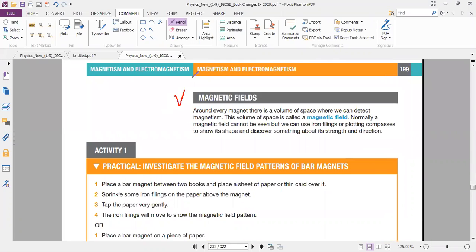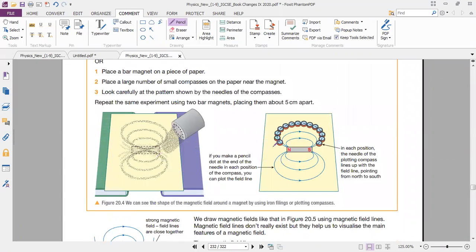Magnetic field. The field around a bar magnet is called the magnetic field, or we can say the volume of space around a magnet in which the magnetic strength works is called the magnetic field. How can we find out the magnetic field? How can we investigate the magnetic field pattern of a bar magnet? There are two ways.